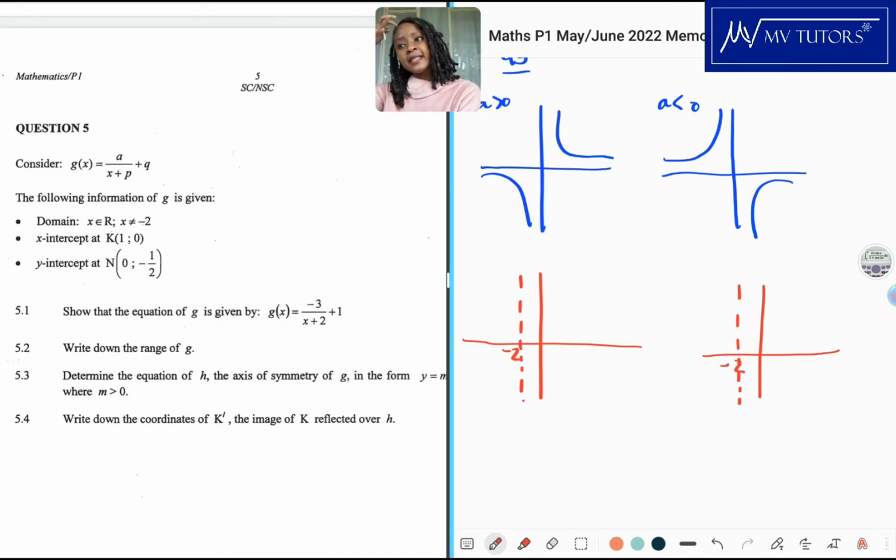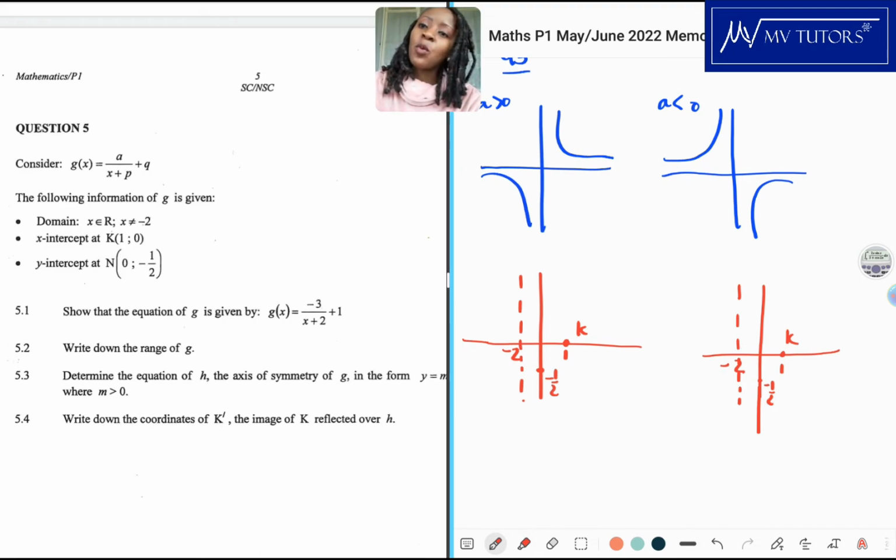And then it says the x-intercept at k is (1, 0). So we have an x-intercept of 1. Okay, so this is k. And then we have a y-intercept at n, negative a half. So we have negative a half over there, and that is n. I have limited space.